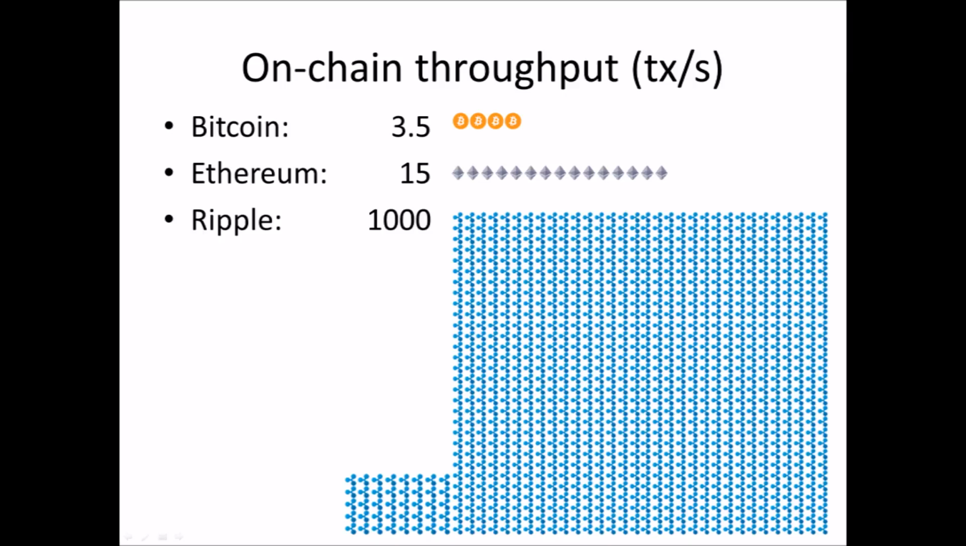Okay, but what about throughput? How does Ripple do in terms of throughput? Well, on-chain, Bitcoin can process approximately 3.5 transactions per second. Ethereum can process approximately 15 transactions per second. Ripple can process upwards of 1,000 transactions per second.